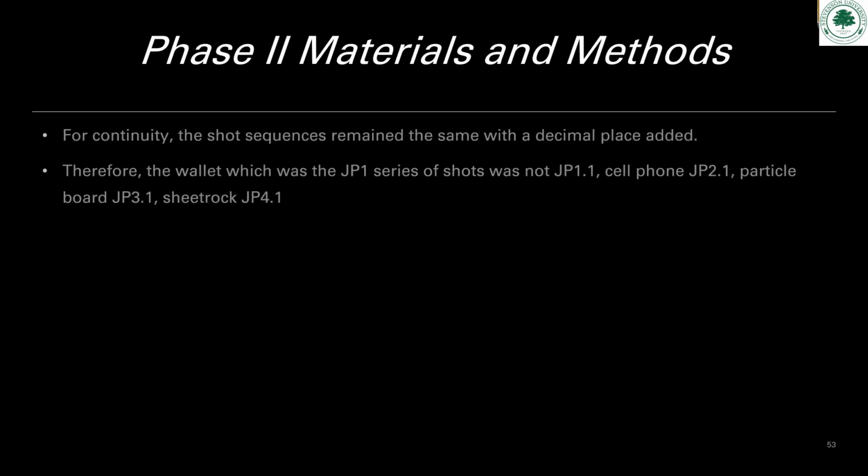I didn't use the chronograph. The chronograph wasn't working for this, and the high-speed video was not available. So for continuity, I used the same numbers, the same series. So anything with JP1 has to do with the wallet. So this time in phase two, it's JP 1.1. The cell phone is JP 2.1. Okay, particle board 3.1, 4.1.